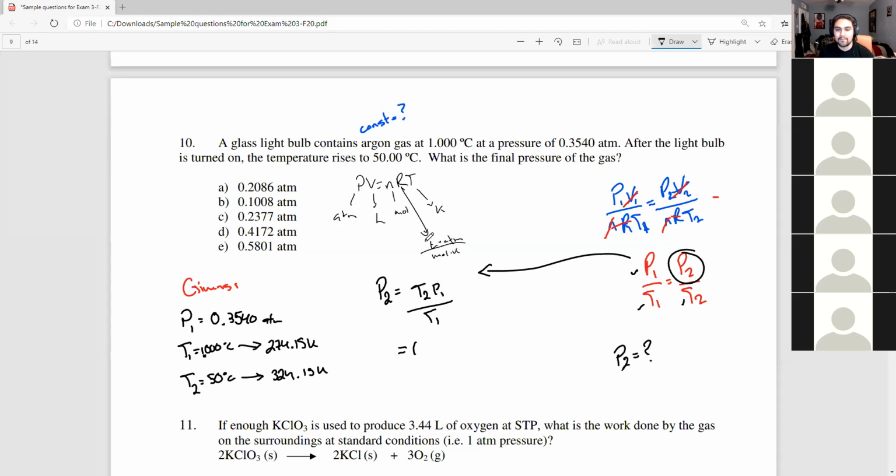So yeah. And then T2, that is 324.15, times P1, which is 0.3540 atmospheres. If someone can please tell me what we get. Excuse me, Diego, I told you wrong. T2 is actually 323.15. Okay, thank you. That's all right. No worries.